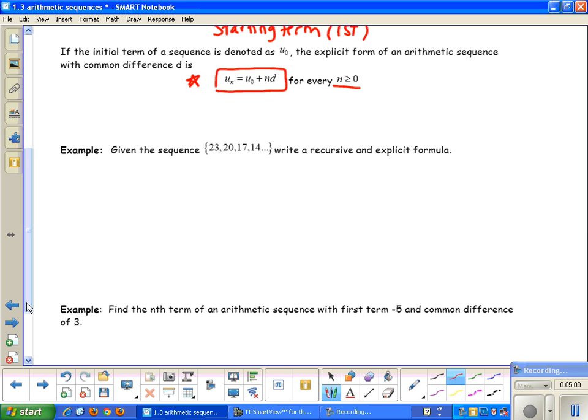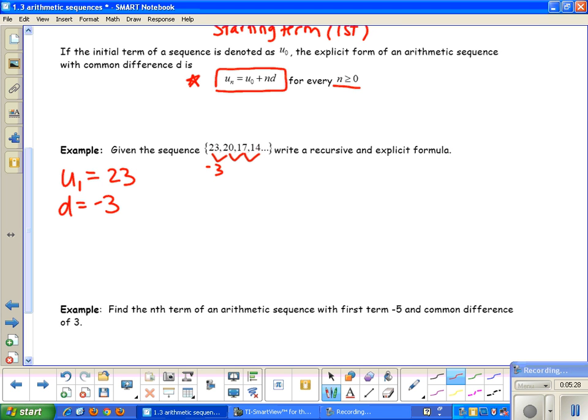All right, so for example, given the sequence, we want to write a recursive and explicit formula for both of them. The first thing I want to do is figure out what my common difference is for the equation. To do that, if I look here, I notice that between each of these terms, my common difference would be a value of -3 because I'm subtracting 3 each time. I always like to state my first term as well. So my first term is 23, and my common difference is -3.